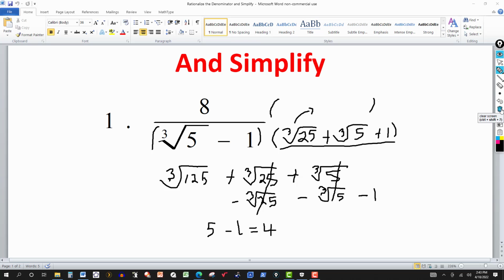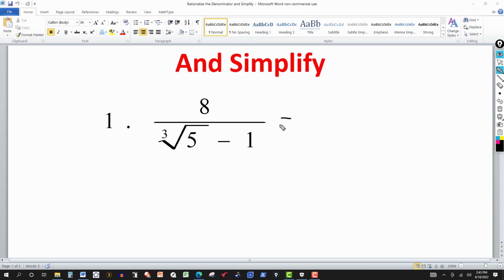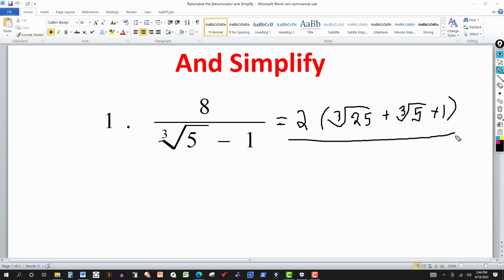So let me just clear this. The simplified answer should then be 2, multiplied by the same thing I multiplied the denominator by: the cube root of 25 plus the cube root of 5 plus 1. This is your simplified answer. No radical in the denominator. The denominator is 1. The other radicals that we have are simplified as far as we can go. That's your simplified answer.